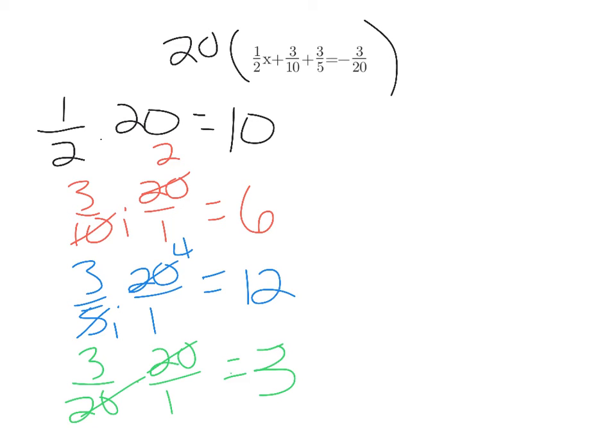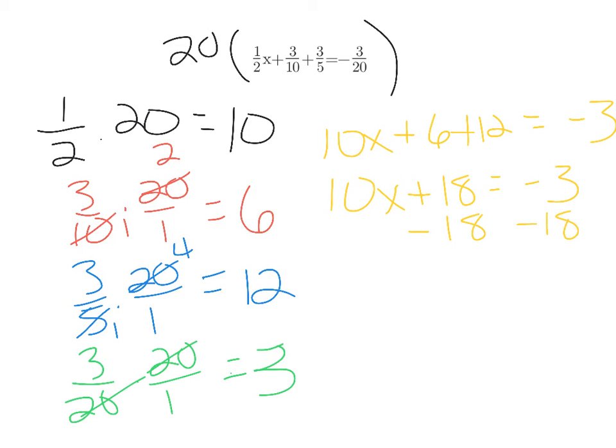So now I can rewrite my entire equation as 10x plus 6 plus 12 equals negative 3. Remember to look at the signs when you do this. I can start off by combining like terms, so I get 10x plus 18 equals negative 3. Subtract the 18 from both sides of the equation, and I get 10x equals negative 21. Divide by 10. I can't simplify negative 21 tenths, so x is equal to negative 21 over 10.